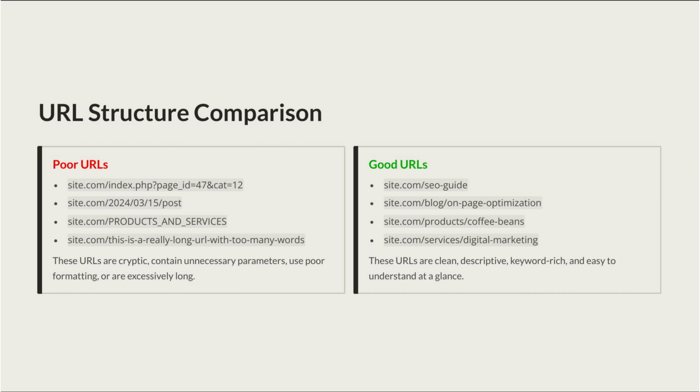Poor URLs like site.com/index.php?page_id=47&cat=bowen12 are cryptic and cluttered, while site.com/2024-03-15-post can date content. In contrast, good URLs such as site.com/seo-guide are clean, descriptive, and keyword-rich, enhancing user experience and search engine optimization. Aim for clarity and simplicity in your URL structure for optimal results.